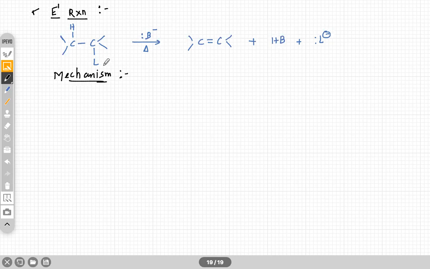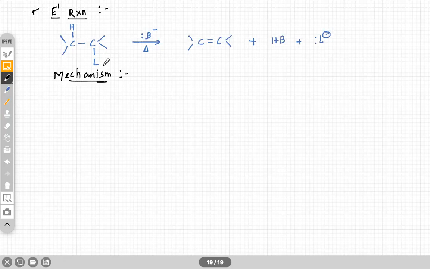So the mechanism is very much similar to SN1. E1 is very much similar to SN1 and E2 is very much similar to SN2. Like if you recall, in SN1 we have a two-step reaction. The first step we get carbocation and the second step is the attack of nucleophile. Here also, in the first step, we'll get carbocation, and in the second step, the nucleophile does not attack, but it is the base which extracts H plus from the beta carbon and forms an alkene. So in the second step, there's a difference.